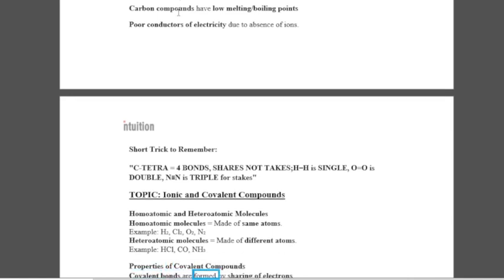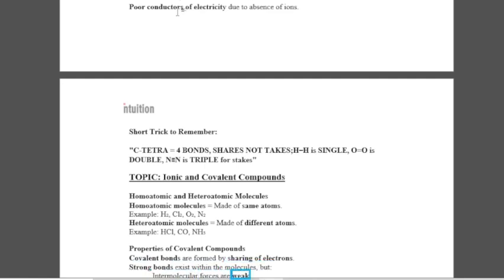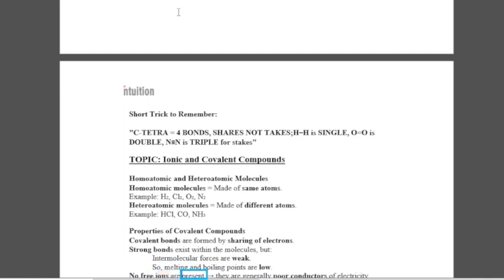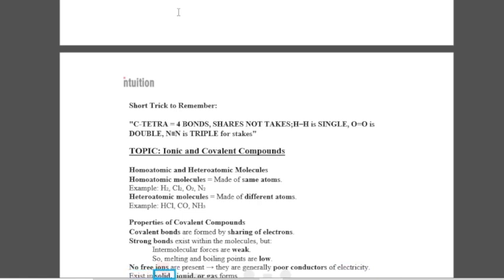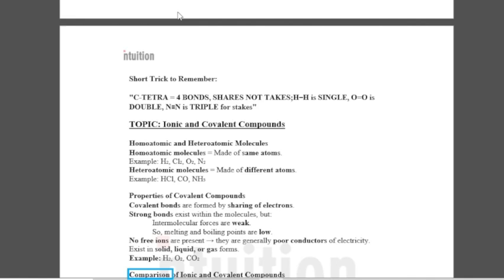Properties of covalent compounds. Covalent bonds are formed by sharing of electrons. Strong bonds exist within the molecules, but intermolecular forces are weak, so melting and boiling points are low. No free ions are present. They are generally poor conductors of electricity, and exist in solid, liquid, or gas forms. Example: H₂O, CO₂.